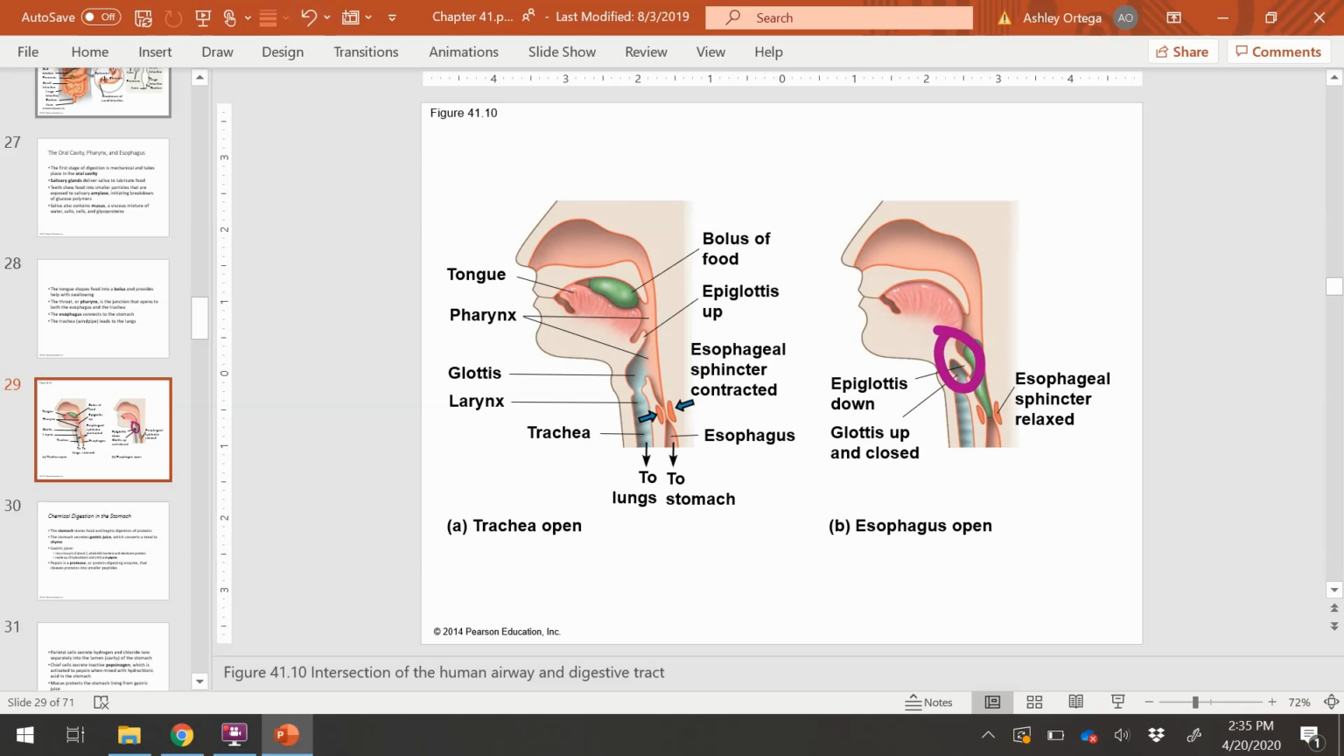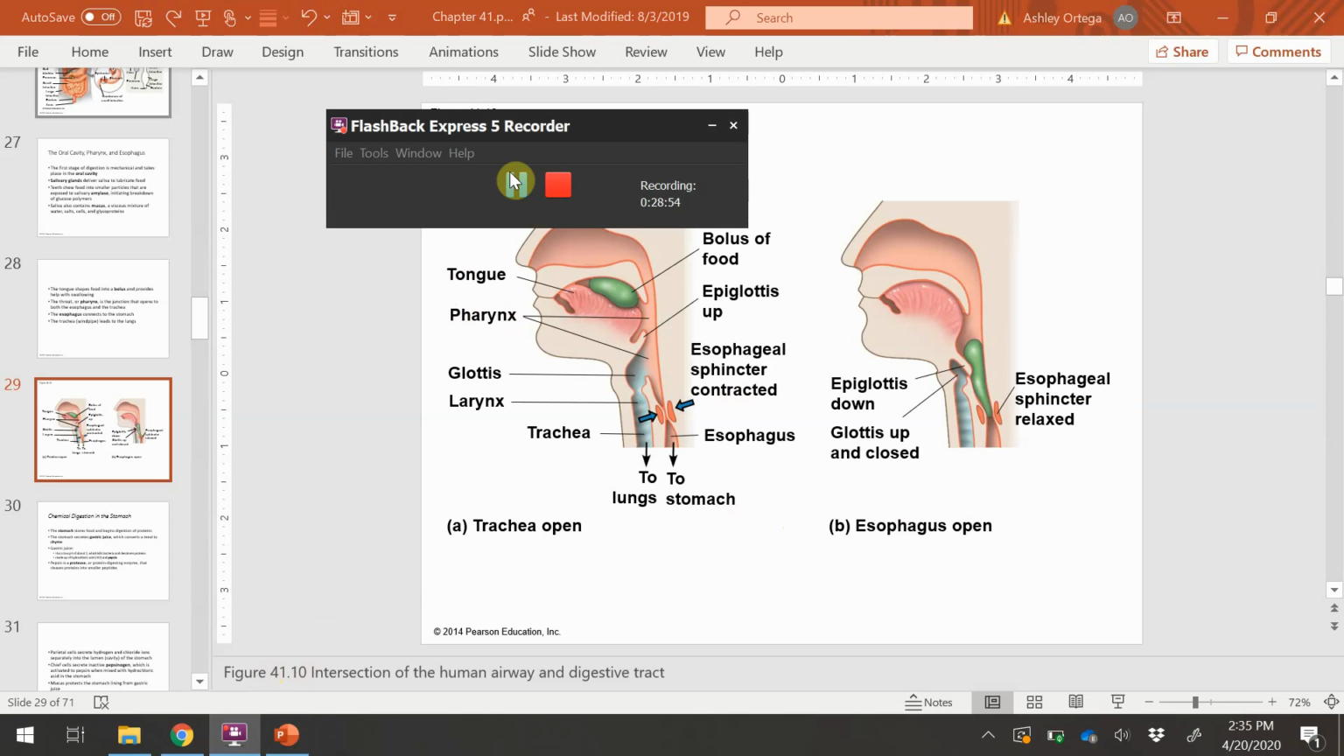So a swallow will trigger the epiglottis to go from an up to down position, along with the sphincter that contracts with the esophagus. The sphincter contracting will be relaxed. So just a moment here.